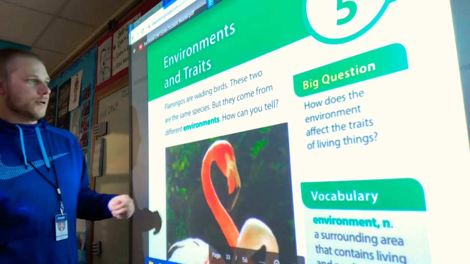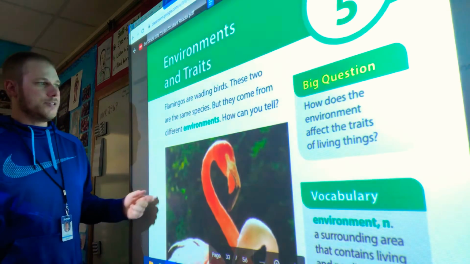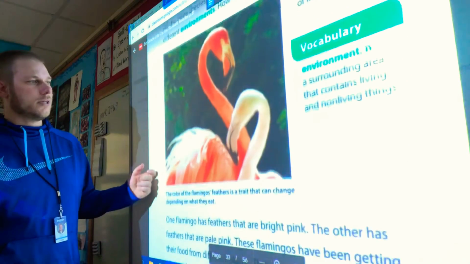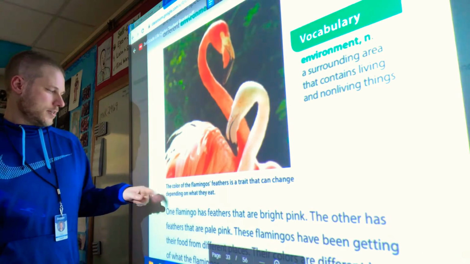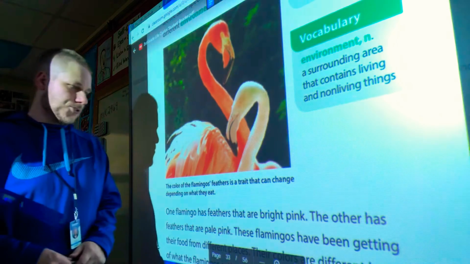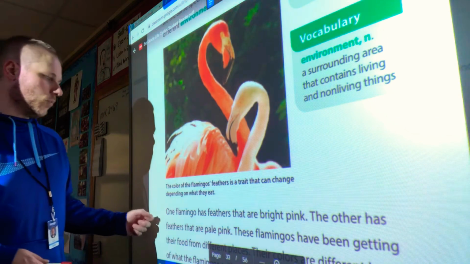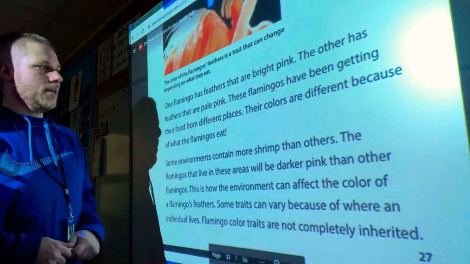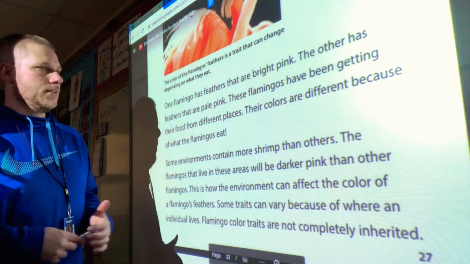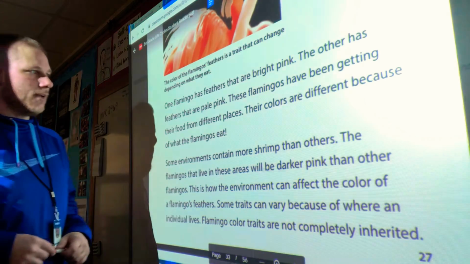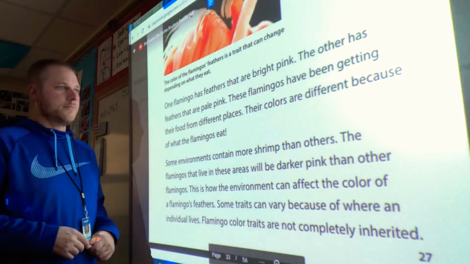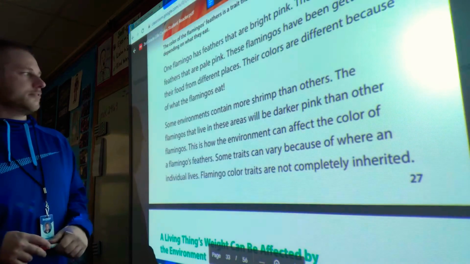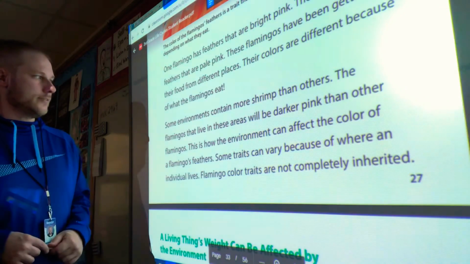Flamingos are wading birds. These two are the same species, but they come from different environments. How can you tell? The color of the flamingo feathers is a trait that can change depending on what the flamingo eats. One flamingo has feathers that are bright pink. The other has feathers that are pale pink. These flamingos have been getting their food from different places. Their colors are different because of what the flamingo eats.